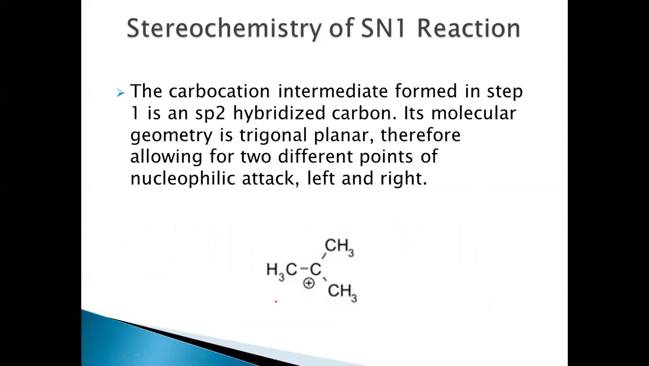Now, let's see about this carbocation intermediate which is formed here, which can be isolated, and this is sp2. If you see the hybridization, this is an sp2 carbon, so the structure is trigonal planar. So the attacking nucleophile can attack either from the front side or from the back side, resulting in the formation of two types of products here.